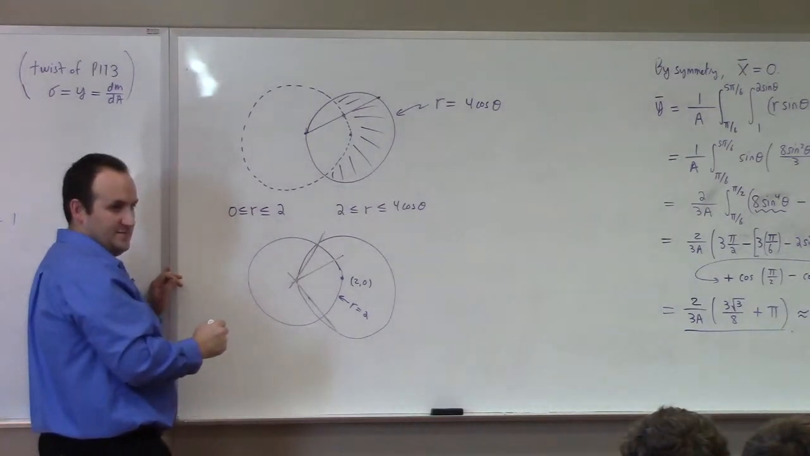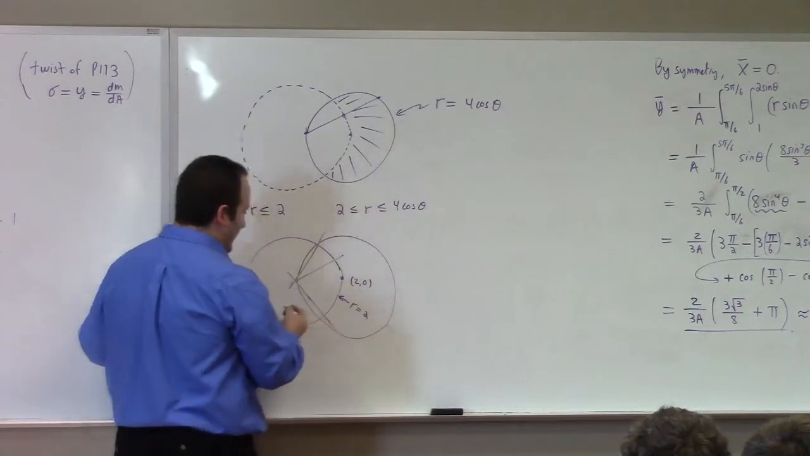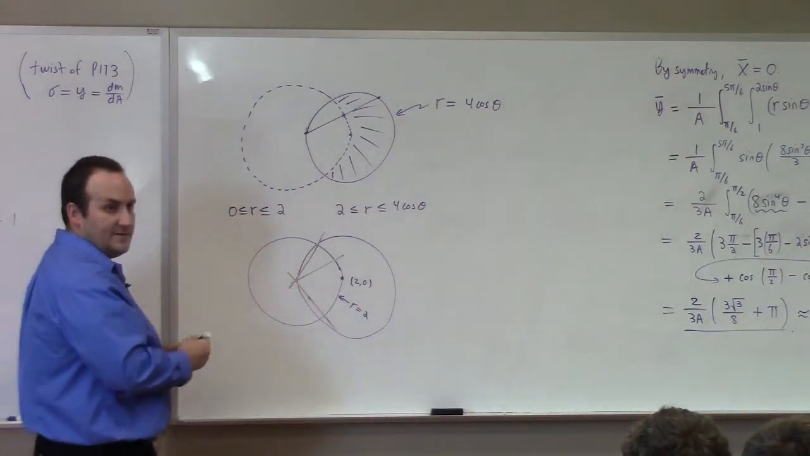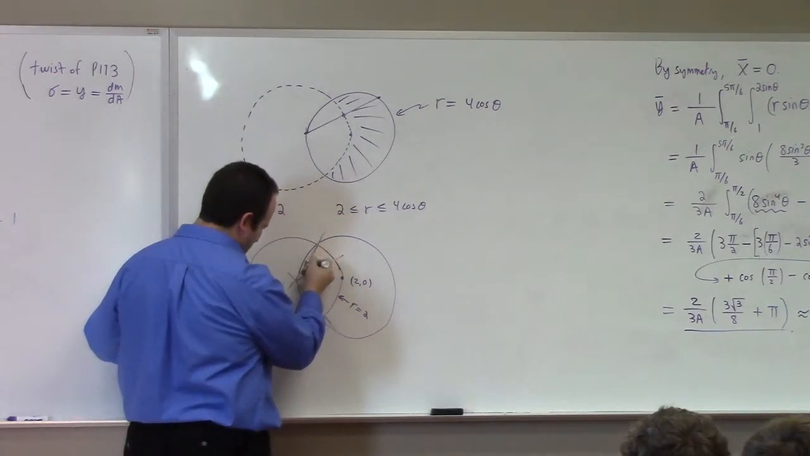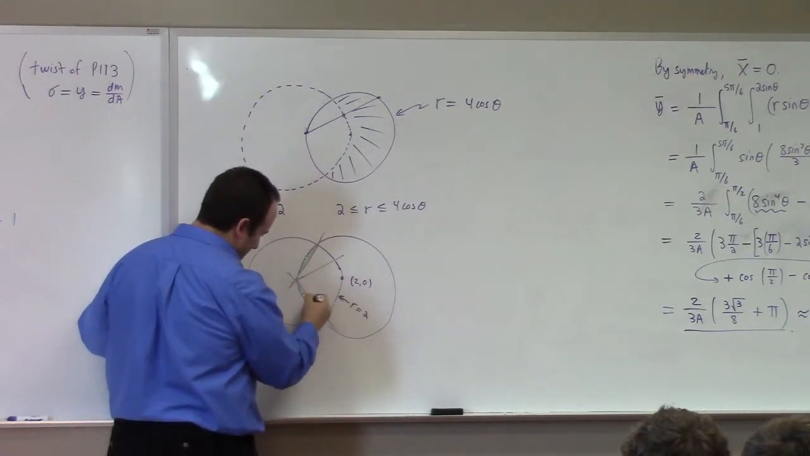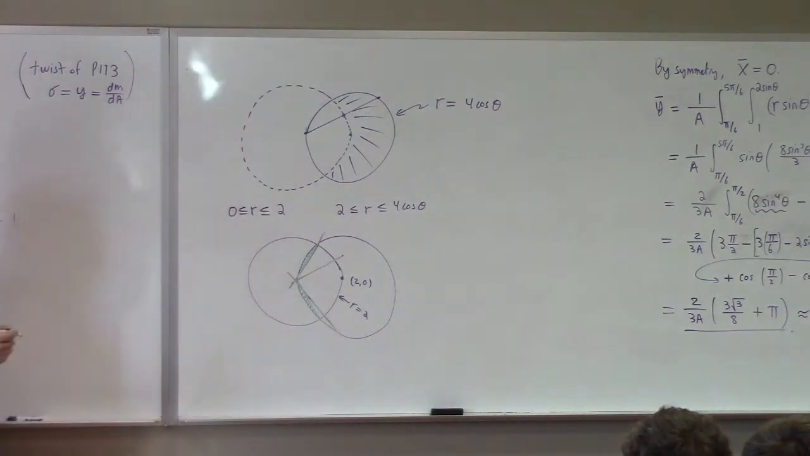But you can see, even with the poor quality of my picture here, that you're missing something. You're missing this little sliver in here, and this little sliver in here, right? Where r is only bounded by 4 cosine. Yes.